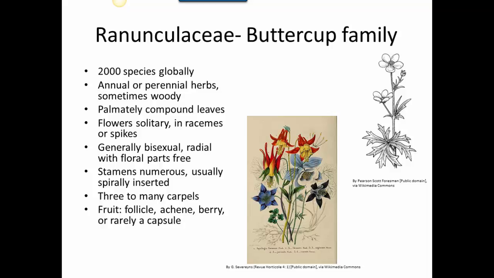The stamens are often numerous, and they're usually spirally inserted. We talked about spiral insertion when we were looking at that magnolia flower. That means, in this case, that the stamens are not just along one single plane in the flower, but they're sort of creeping up the receptacle. There can be 3 to many carpels on the members of the Ranunculaceae family flowers, and the fruit is diverse. It can be a follicle or an achene or a berry, or rarely a capsule.